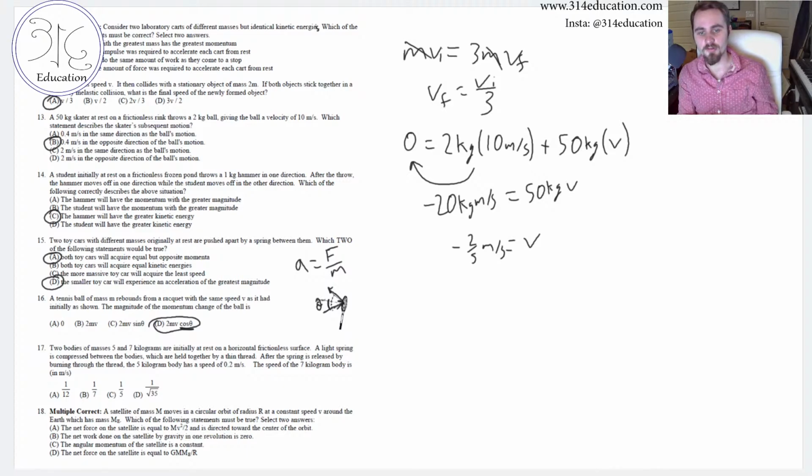We've got two bodies of masses 5 and 7 kilograms are initially at rest on a horizontal frictionless surface. A light spring is compressed between the two bodies.